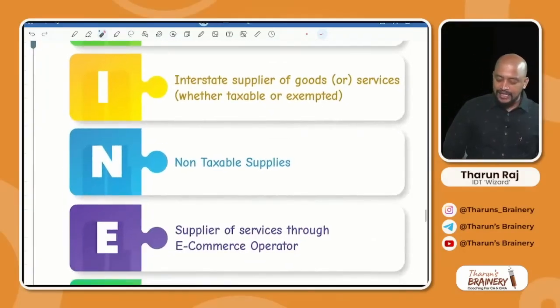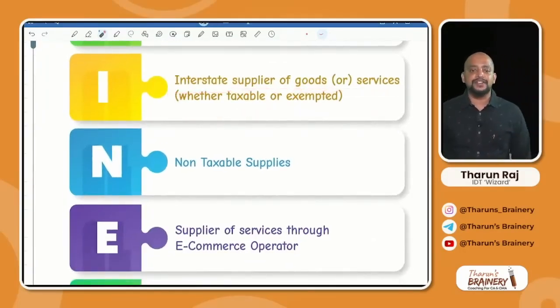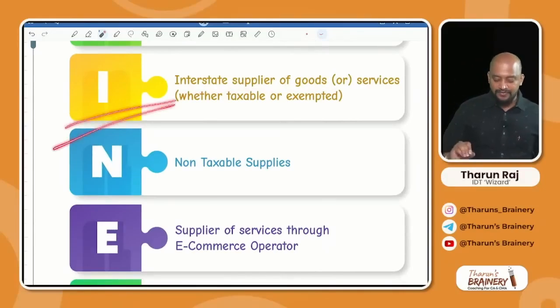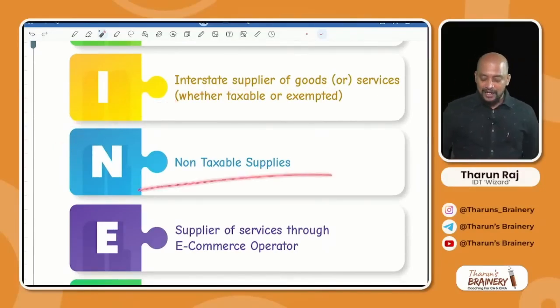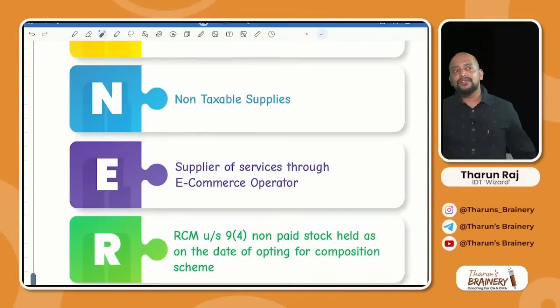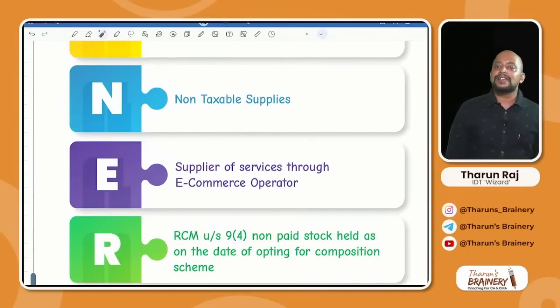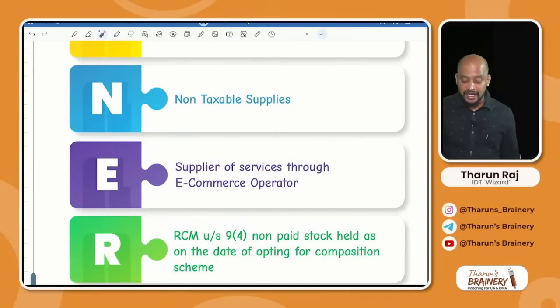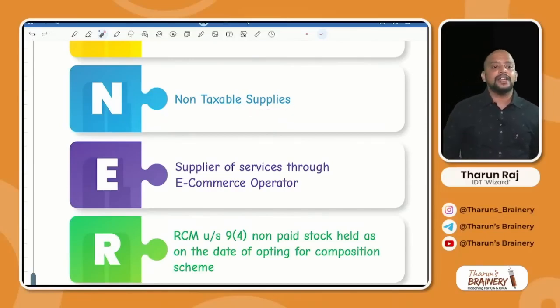Then I for interstate supplier of goods or services. If I make interstate supply of goods, or interstate supply of services, I am disqualified from the composition scheme. Then non-taxable supplies. What are non-taxable supplies? Alcoholic liquor for human consumption and petroleum products. If I am making that, I cannot go for composition scheme. For example, generally can a restaurant opt for composition scheme? Yes. But in the restaurant, if they are selling liquor, can they opt for composition scheme? No. They cannot, because they are making non-taxable supplies.